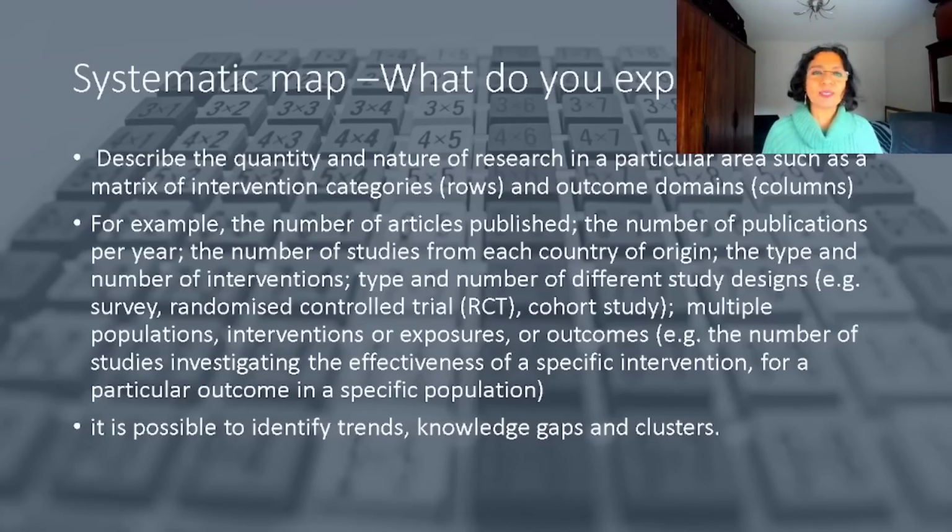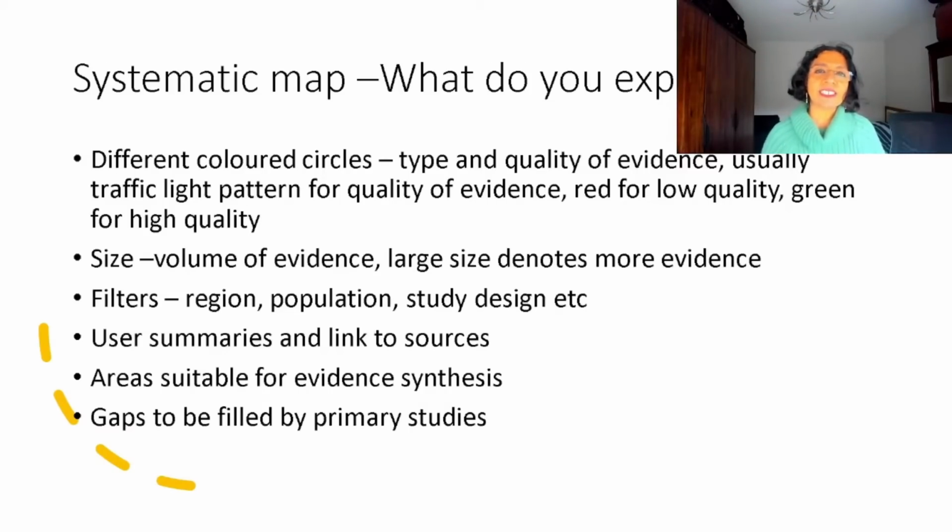So, what do you expect to see in a systematic map? It describes the quantity and nature of research in a particular area, such as a matrix of intervention categories as rows and outcome domains as columns. You can also see more features in a systematic map, such as number of articles published, number of publications per year, number of studies from each country, type and number of interventions, type and number of different study designs, different types of outcomes, etc. It is also possible to identify trends, knowledge gaps, and knowledge clusters by looking at a systematic map.